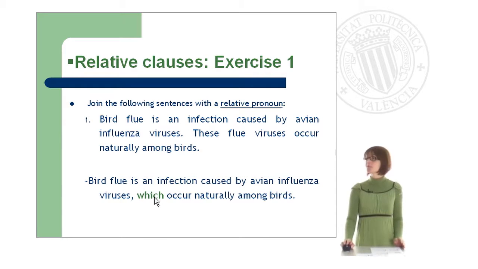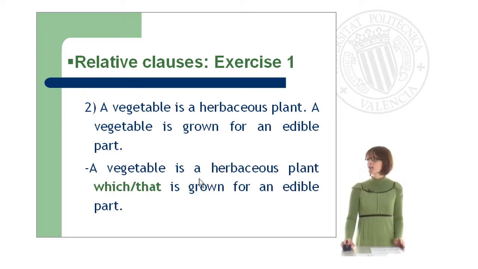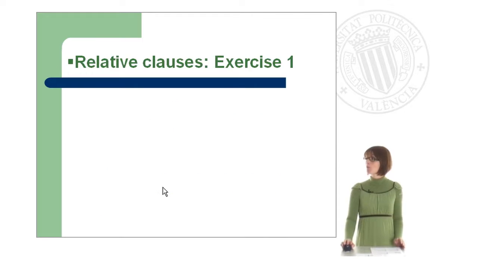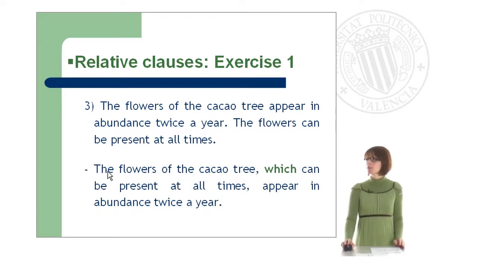Let's have a look at the next sentence. A vegetable is a herbaceous plant. A vegetable is grown for an edible part. Solution: a vegetable is a herbaceous plant which or that is grown for an edible part. Now let's continue with sentence number 3. The flowers of the cacao tree appear in abundance twice a year. The flowers can be present at all times. And the answer would be: the flowers of the cacao tree, which can be present at all times, appear in abundance twice a year. And finally, the last sentence.